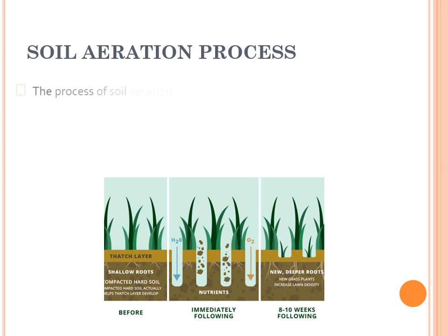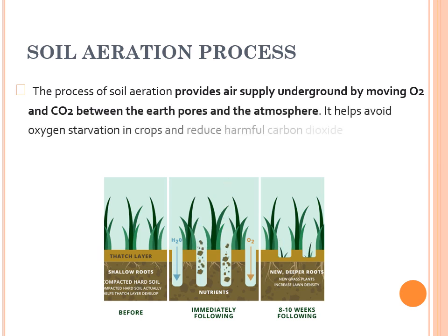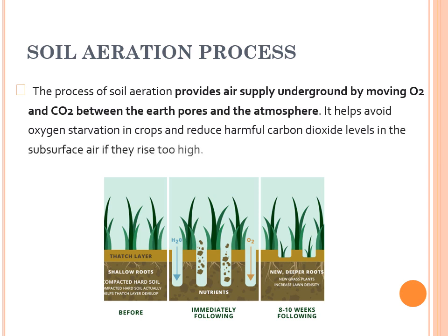Now we will learn about the soil aeration process. The process of soil aeration provides air supply underground by moving oxygen and carbon dioxide between the soil pores and the atmosphere. It helps avoid oxygen starvation in crops and reduces harmful carbon dioxide levels in the subsurface air if they are too high.